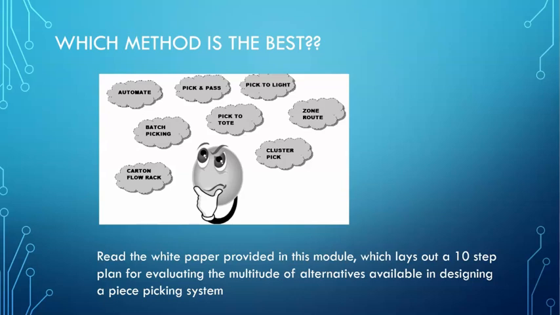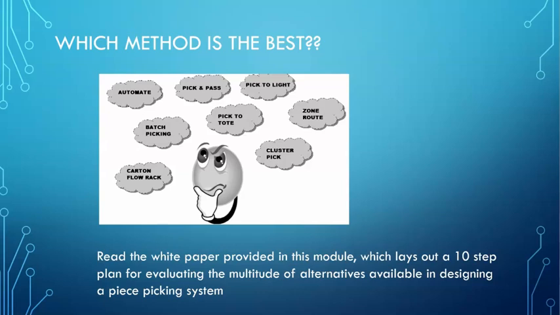So the problem now is which method is the best? Choosing the right order picking method will be based on multiple factors. It's not easy to choose, but it will be based on the different factors that we talked about on the warehouse operation and the way that you are doing your business.